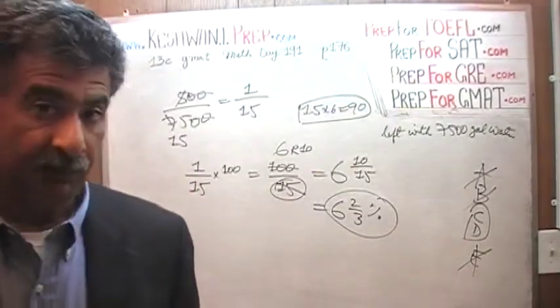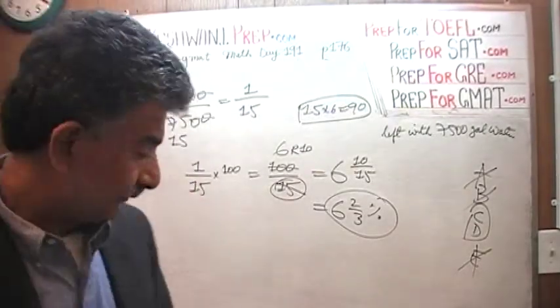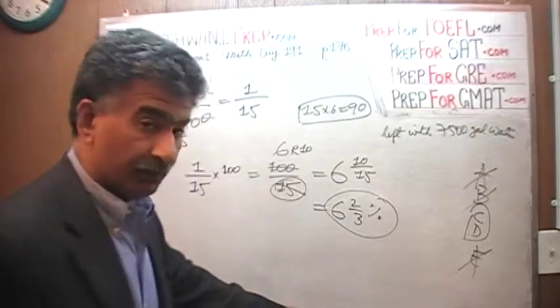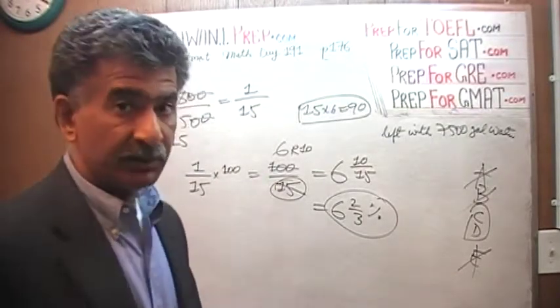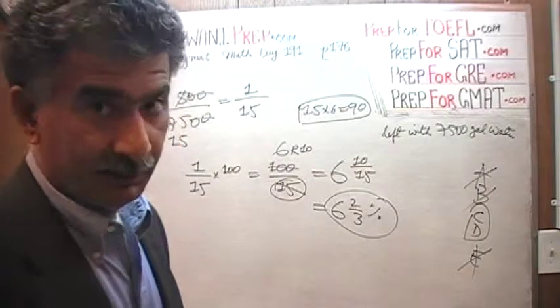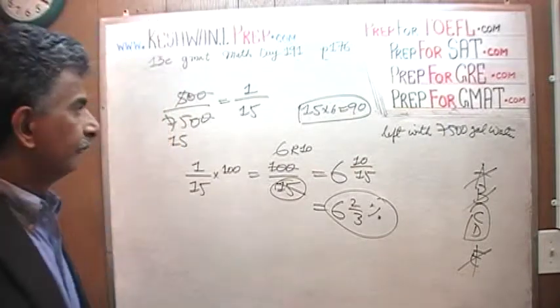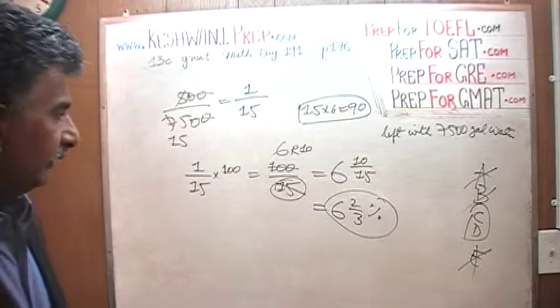6 2/3% ain't 6 1/4. The answer is D. If you've been watching my vocabulary video at my channel, you'll find that "ain't" in there, in the vocabulary lesson. Anyway, the answer is 6 2/3.